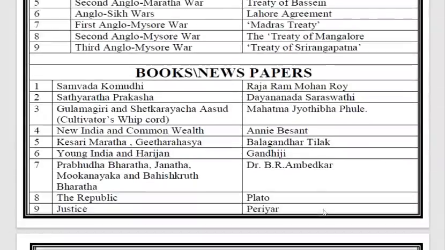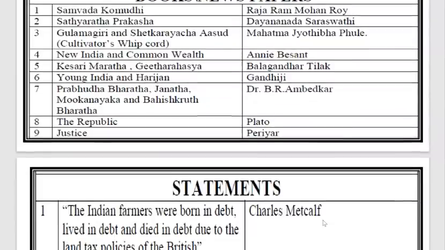And books and their newspapers: Samvada Kaumudi, Rajaram Mohan Roy, Satyartha Prakasha, Dayananda Saraswati. You can follow this, which book is written by whom, or which newspaper was drafted by whom.